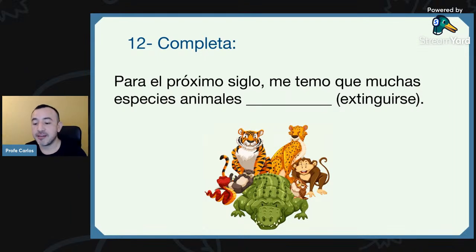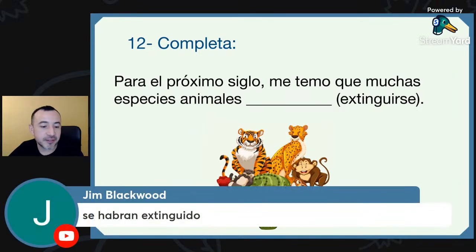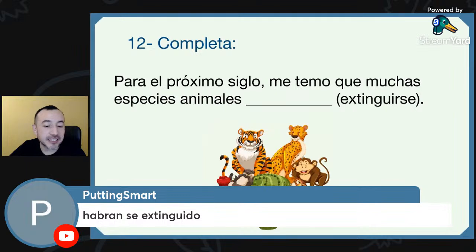What do we have? Let me see. Jim, se habrán extinguido. Hazel, se habrán extinguido. Putting Smart, se habrán extinguido.